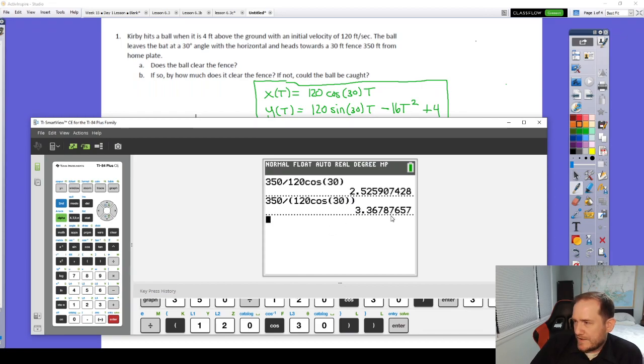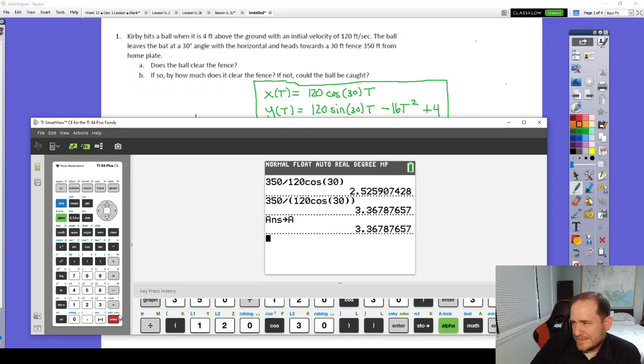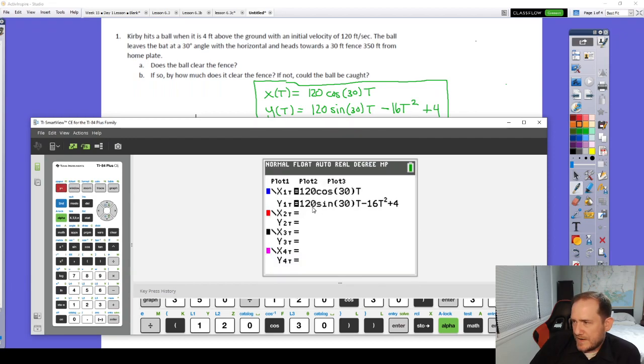So now we've got our real time. I'm going to store that time as, I'm not going to store it as t, because t gets overwritten sometimes. I'm going to store it as a. But I've got it. So now I can pretty quickly take that t value and plug it into my y equation. And I can do that in the calculator too, in two ways.